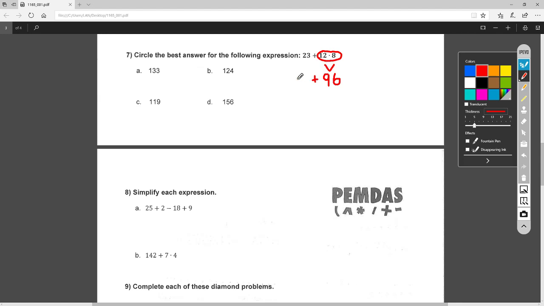Then I'm going to write the rest of my expression, so that's plus 23. Okay. And then 96 plus 23, okay, gets you 119. So my answer here would be C, 119.